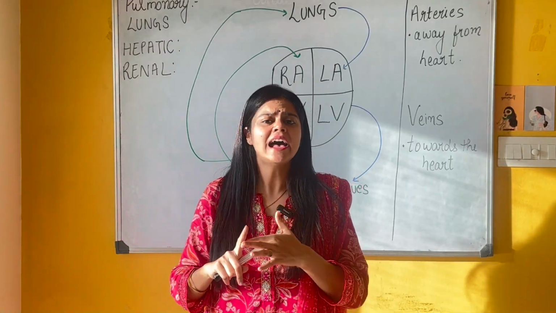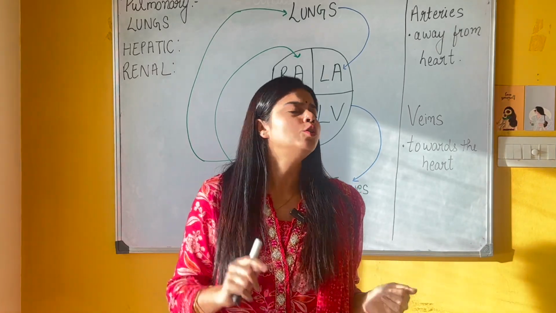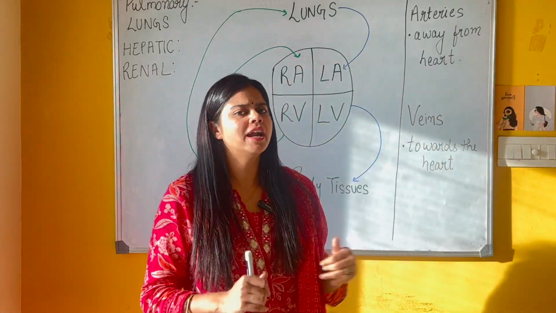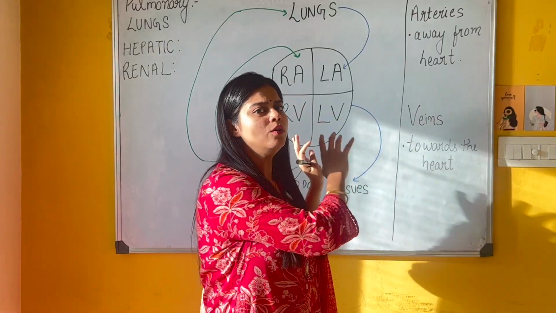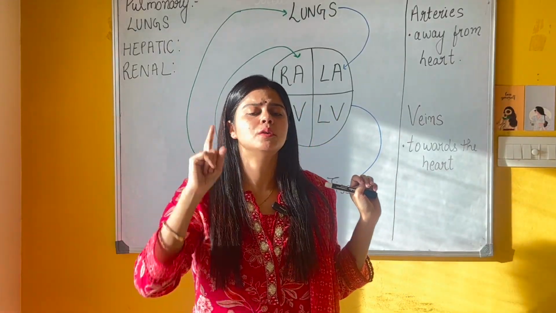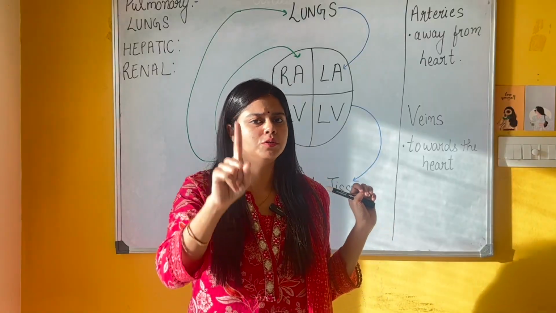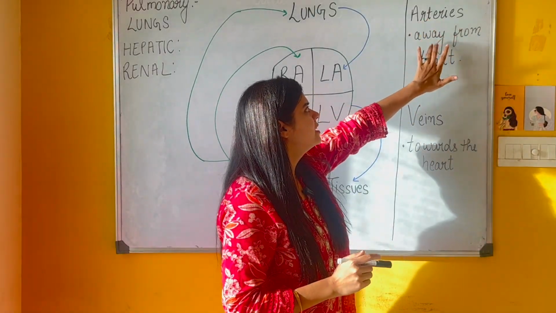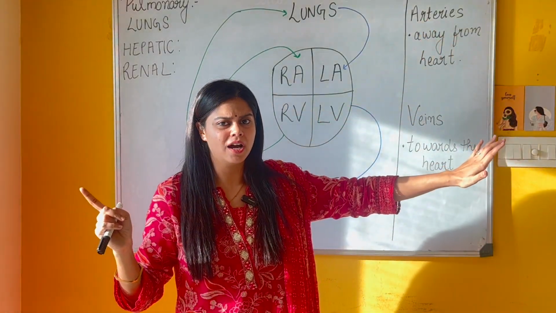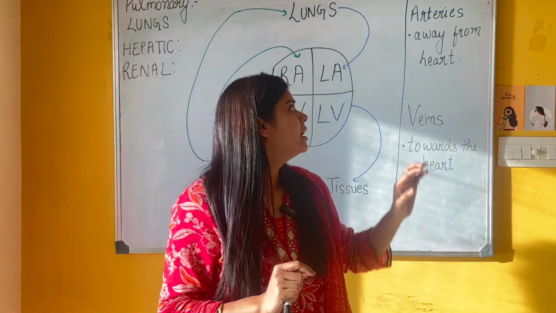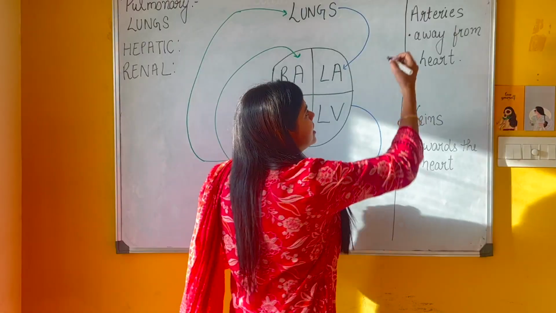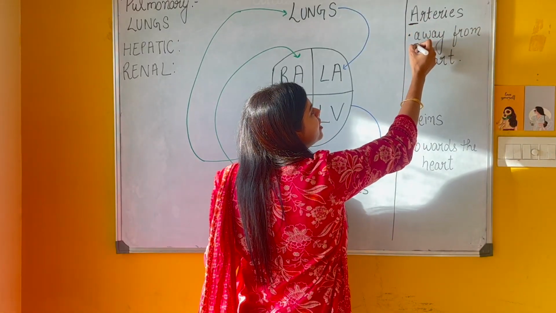Arteries, veins and capillaries. You know the difference between arteries and veins? There are too many differences we will study. For now, just to understand double circulation, the one very important difference for you to know: arteries carry blood away from the heart. Veins carry blood towards the heart. A for artery, A for away.